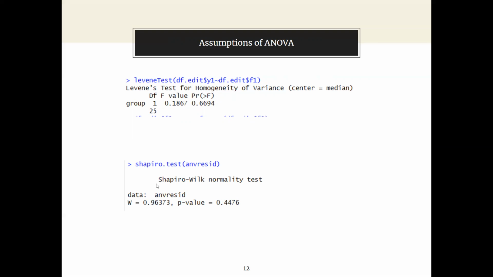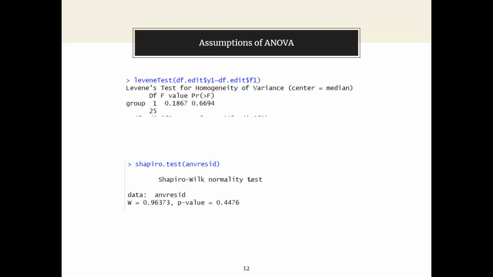We also ran a Shapiro-Wilk normality test. This is much like our QQ plot. It's analyzing our normally distributed residuals. As you can see, we don't have a significance there either, which in this case is good for us.